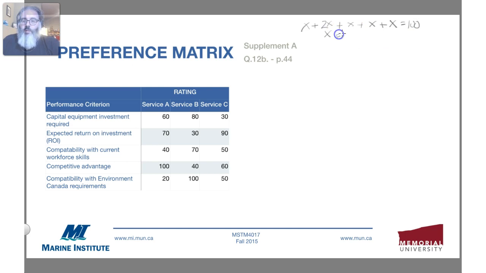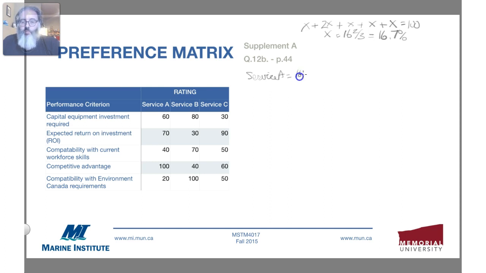So x is going to be equal to 16 2/3, or roughly 16.7% for each weight. So now if we want to calculate the score for each one of these services, we'll go service A, and so what we're going to do is just take the weight for each criteria and multiply by the value for each criteria and sum them all up.